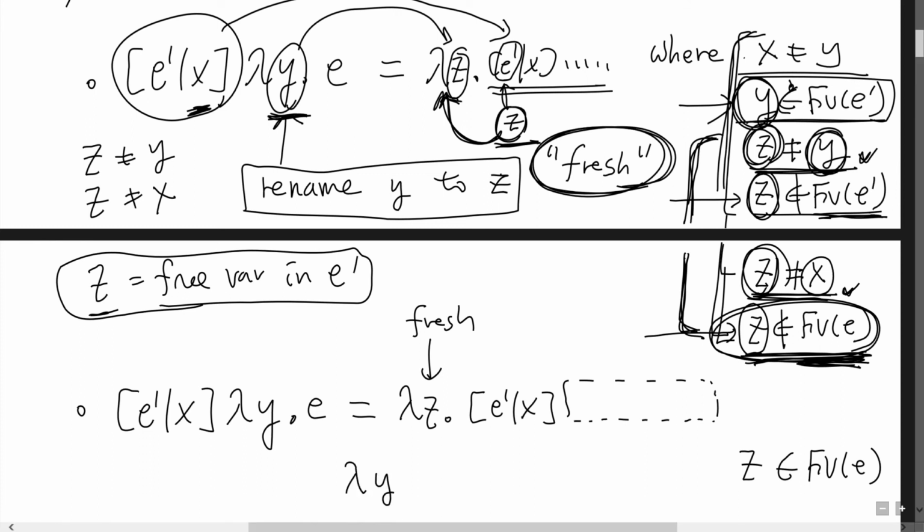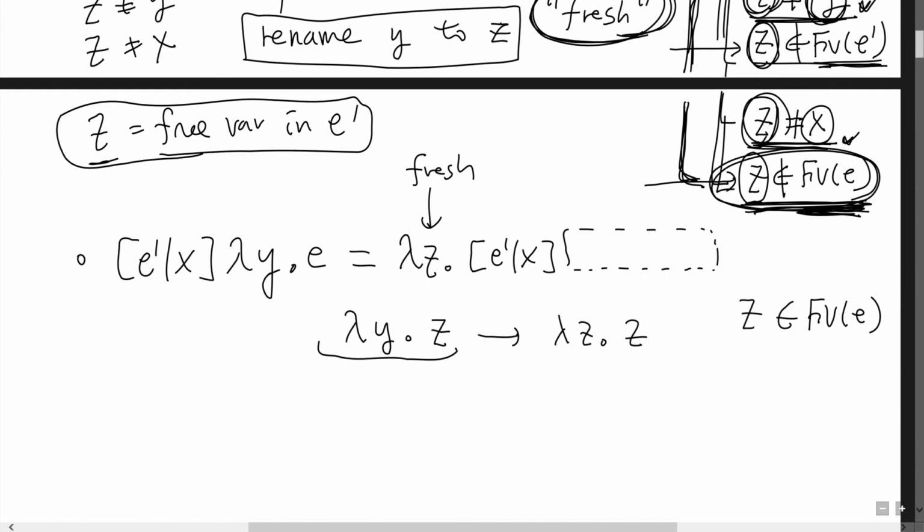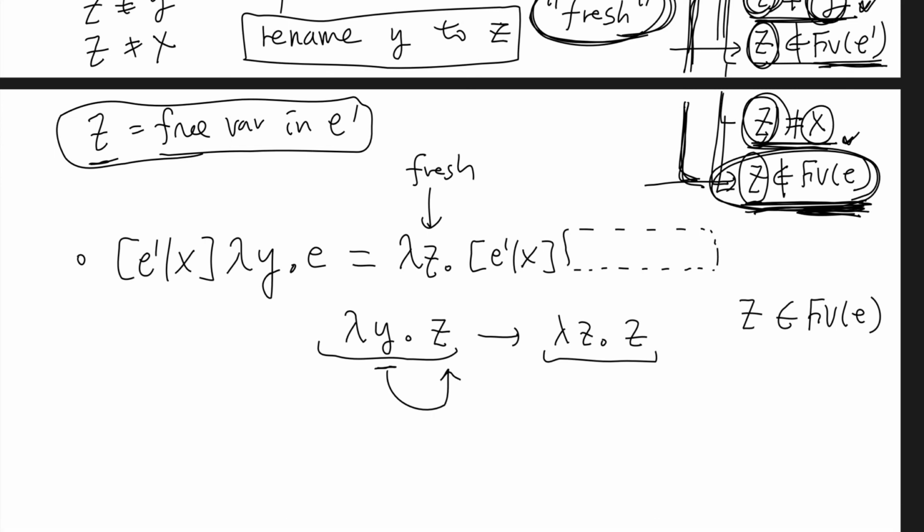You have lambda y dot z, and I'm going to rename it into lambda z dot z. In this expression, this variable y is ignored, but suddenly this one becomes an identity function. So in order to prevent such an abnormal case, we require this condition.